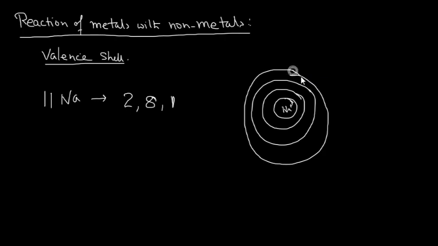In the first shell of sodium, 2 electrons are there. In the second shell of sodium, there are 8 electrons. So the first shell contains these 2 electrons, the second shell contains 8 electrons, and the last shell, the outermost shell, which is also known as the valence shell, contains 1 electron.